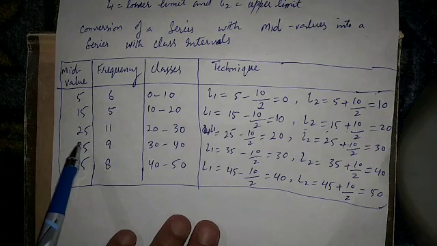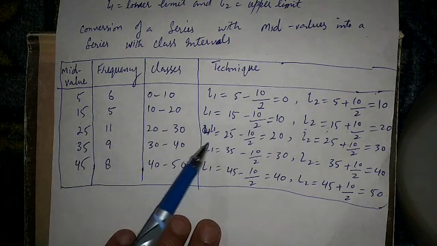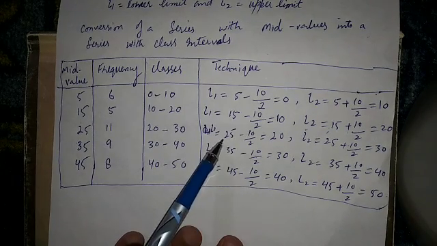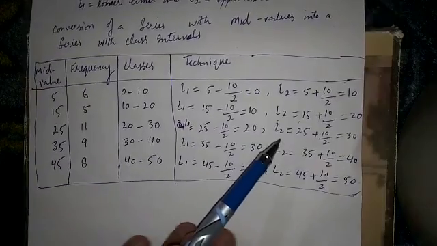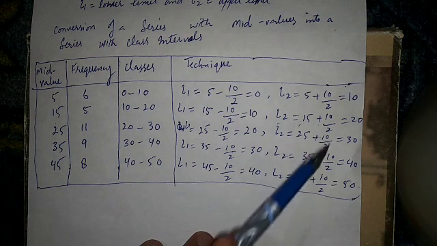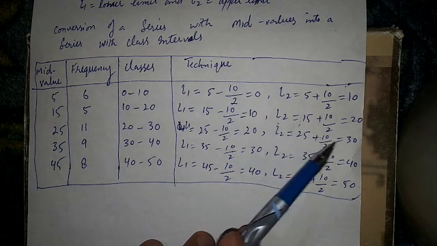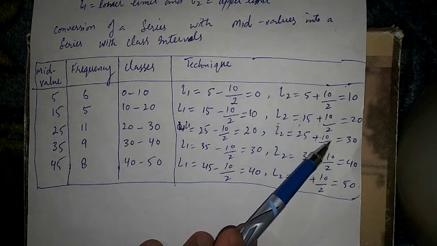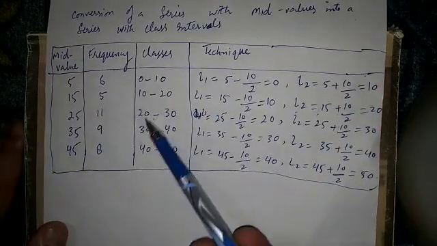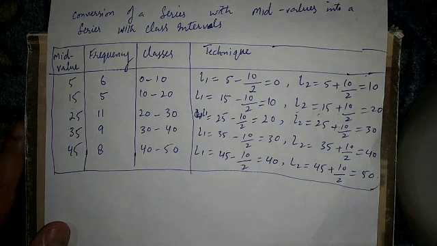Here the mid value is 25, frequency is 11. L1 is equal to 25 minus 10 by 2, that is 5, so 25 minus 5 is equal to 20. L2 is equal to 25 plus half of I, that is 10 by 2, also 5, so 25 plus 5 is equal to 30. Here we get class lower limit 20 and upper limit 30.